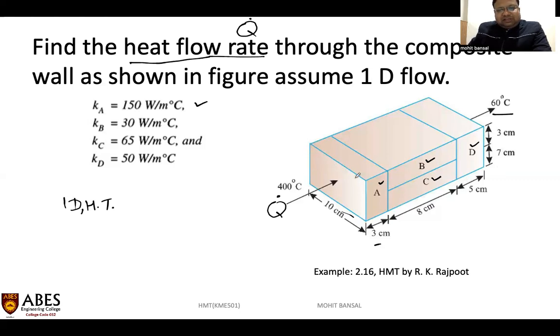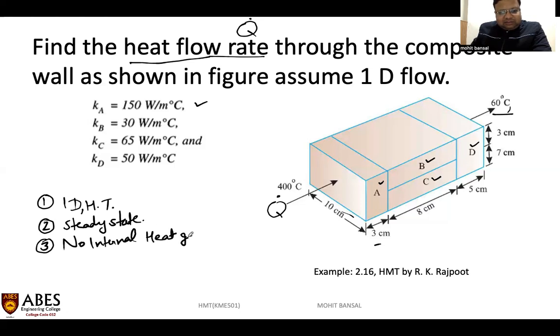The temperature is constant on a face. When we say 400 degrees Celsius, the temperature is the same everywhere. Likewise, on the right side of portion D, it is 60 degrees Celsius everywhere. We have to find out Q. So this is our first assumption, one-dimensional heat transfer, and we are considering the problem as steady state. The third assumption is that there is no internal heat generation. So we are proceeding. These are the thermal conductivities.